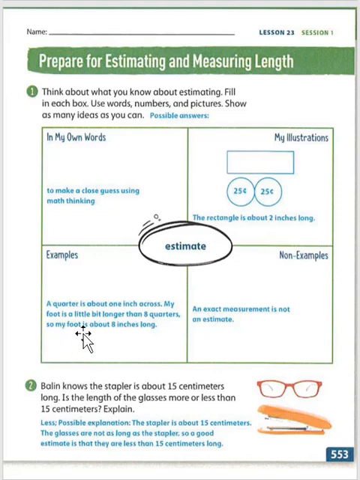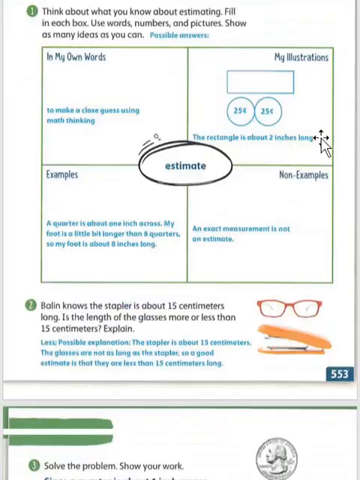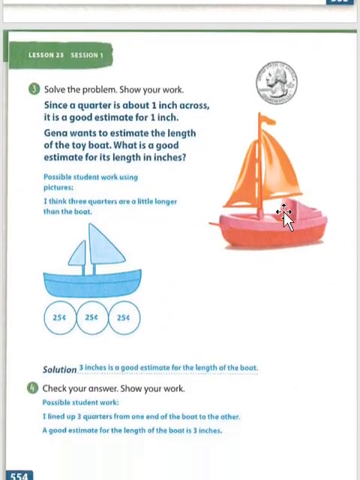All right, number 2 says, Ballin knows the stapler is about 15 centimeters long. Is the length of the glasses more or less than 15 centimeters? And explain. Look at them. Less. The stapler is about 15 centimeters. The glasses are not as long as the stapler, so a good estimate, but they are less than 15. Okay? All right. Move on.